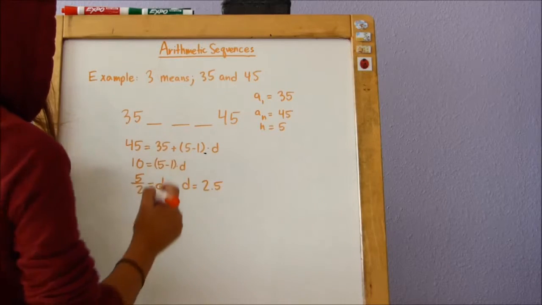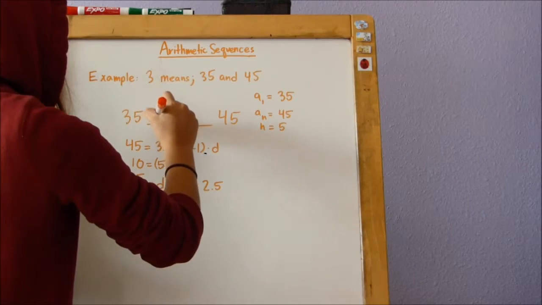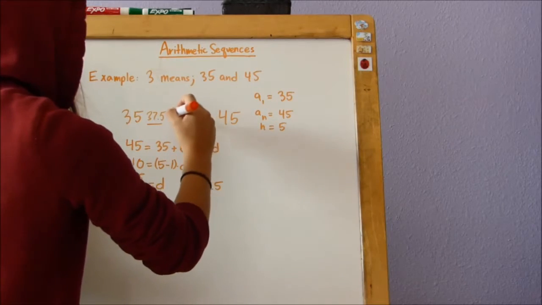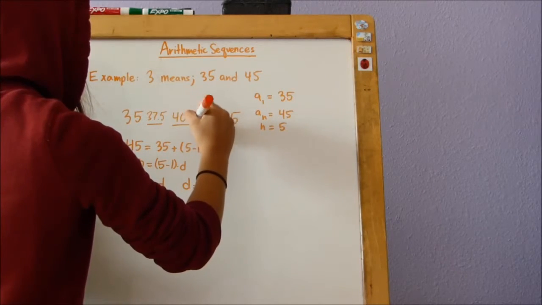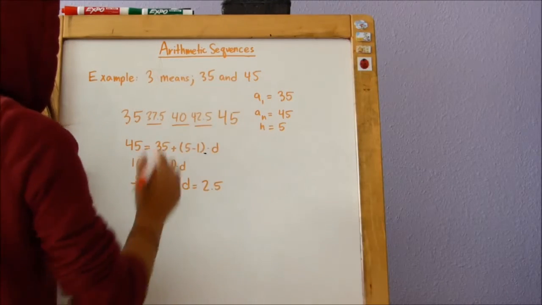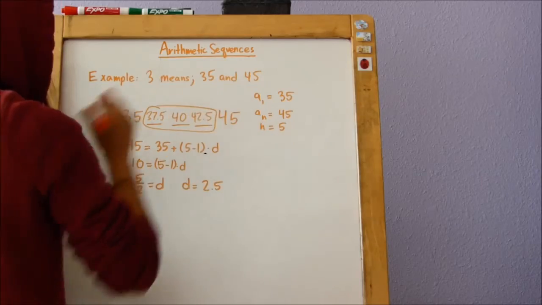So if we add that to 35, we get 37.5. We add that to 37.5, you get 40, and then 42.5. 42.5 plus 2.5 is 45. So we have found our 3 means.